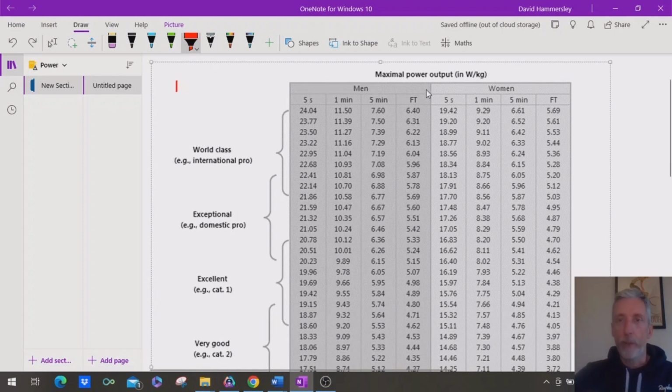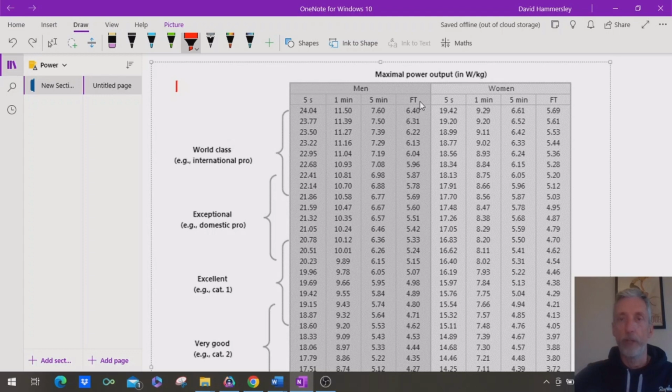And basically what it's showing is your power to weight ratio at different times. FTP time, which would be a 20 minute power test, 5 minute power, 1 minute power, 5 second power. So whatever power you can do over that particular time scale, if you divide that by your weight, you will get one of these numbers here, your power to weight ratio.